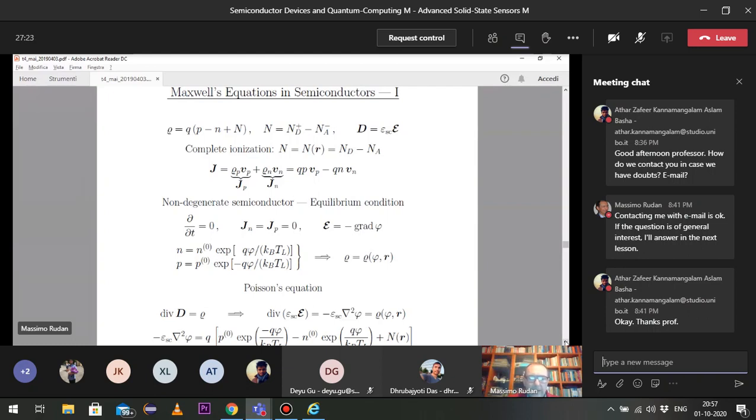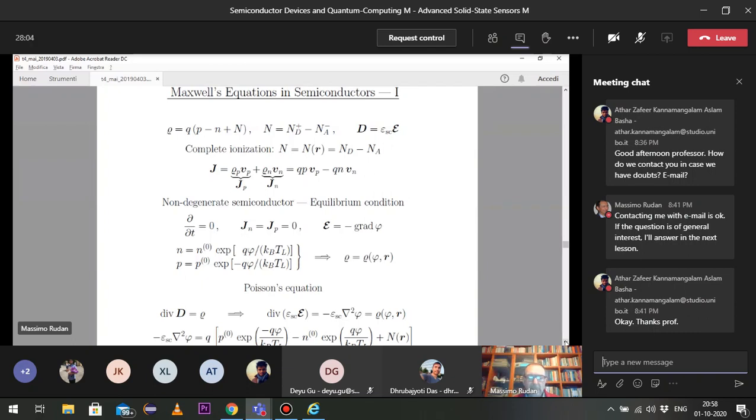When you consider the current density, you remember we already defined the current density Jp of the holes, that is equal to the elementary charge times the concentration p of the holes times the average velocity Vp of the holes, and the current density of the electrons, that is minus q times the concentration n of the electrons times the average velocity of the electrons. Okay.